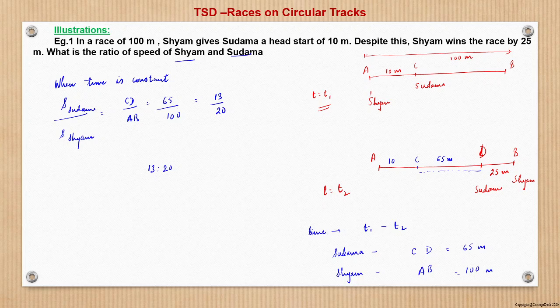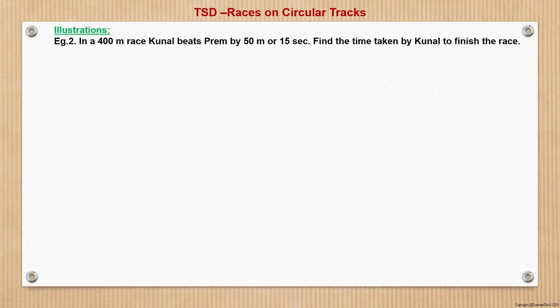I mean, the question is Shyam is to Sudama. So Shyam is to Sudama, ratio of speed is 20 is to 13. This is the answer. The question was extremely easy, just to convey the point that at two different time stamps, we see the positions of the racers, and in the same time duration, the ratio of speed will be the same as the ratio of the distance covered by the two. Now we move a bit faster with this basic in background.